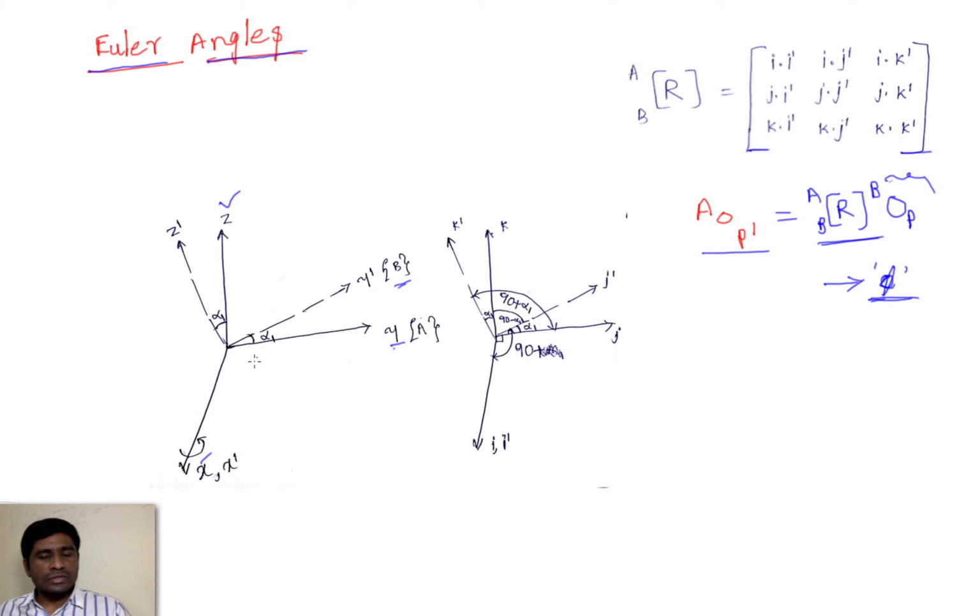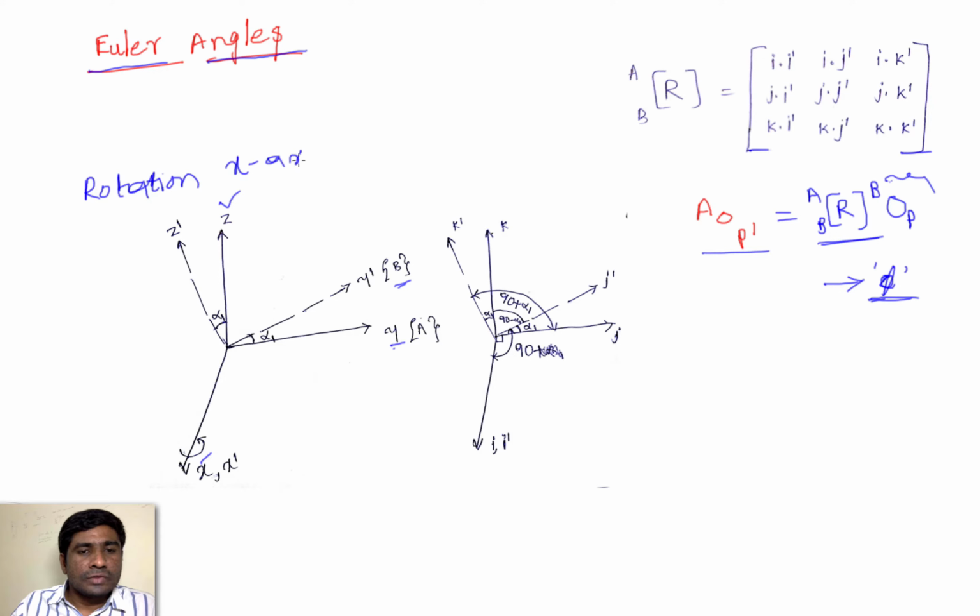For example, in this first case, this is the x-axis, and this is a rotation about the x-axis. So whatever angles it makes are called Euler angles. In this case, this is x, y, and z, the original coordinate system, and I rotated this coordinate system about the x-axis.